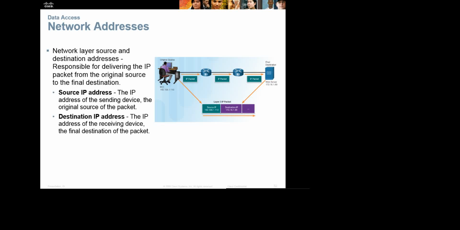The source IP address is the IP address of the sending device. The destination IP address is the address of the final destination of the packet. You'll see there's a person sitting at the PC on the left. They have the source IP address, and on the right is a web server which has the destination, or the final destination IP address. In between those machines, those routers, the circular boxes, have their own addresses, but they're not the final destination.